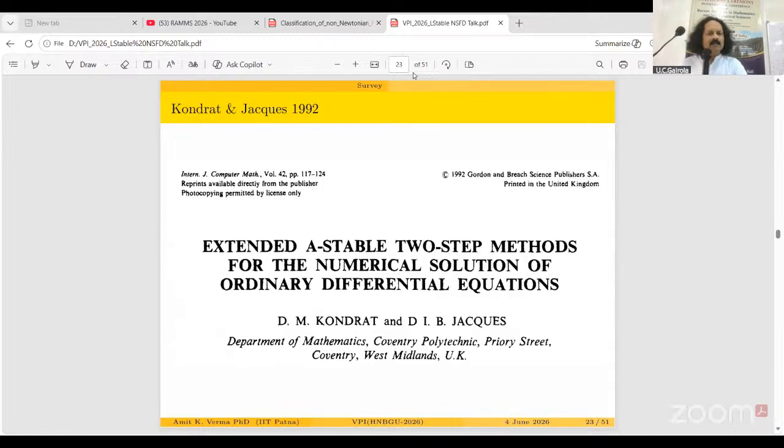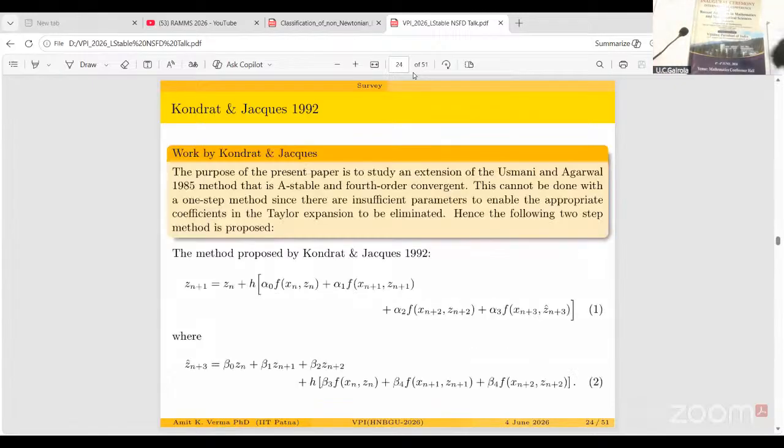Now, in this paper, this author with some other author said that if you wish to increase the accuracy further, say to 4th order, then this trick will not work. You have to add one more term, and then assume that Zn plus 3 can be written in terms of other function values. They claimed that by adding just one term, you cannot increase the accuracy.